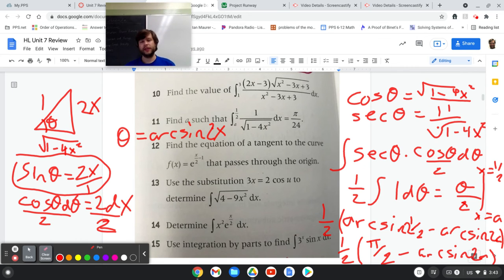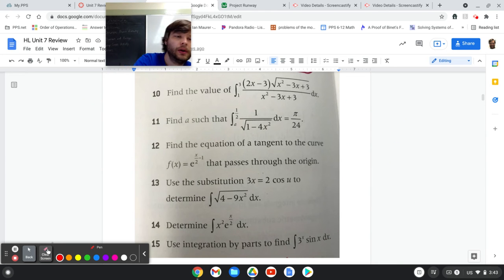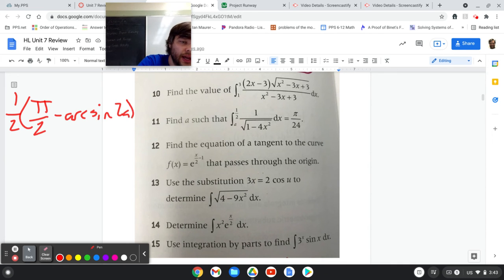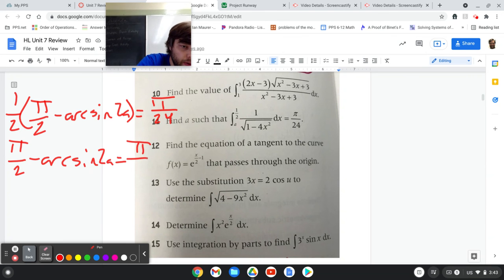All right, I'm going to clear the screen in a second and use the fact that we need to make this equal to pi over 24. So here's what we have. 1/2 times pi over 2 minus arc sine of 2a is equal to pi over 24. So I'm going to multiply both sides by 2 to get rid of the 1/2. So I have pi over 2 minus arc sine of 2a equals pi over 12. Then I'm going to subtract pi over 2.